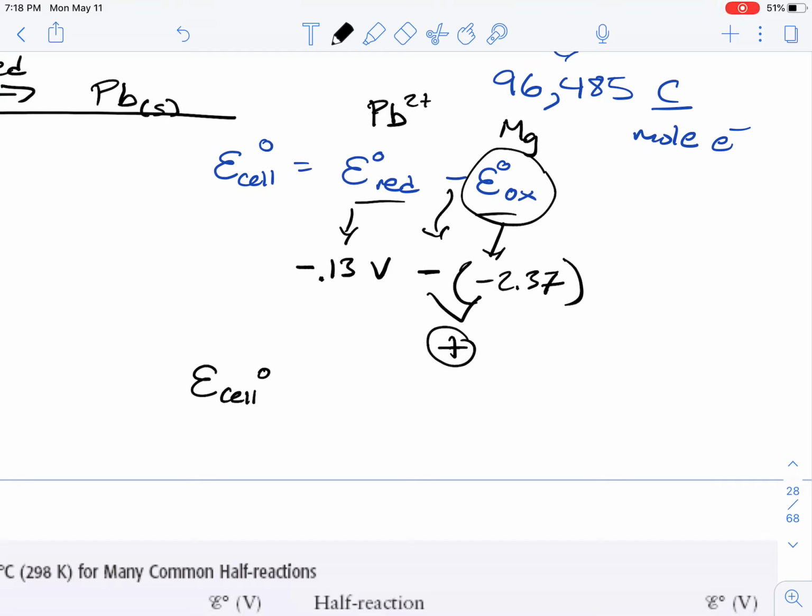So what I'm doing is I'm adding both of these together. So the standard cell potential is just going to be 2.37 minus 0.13, and I say minus 0.13 because this guy is negative. And so overall, I get positive 2.24 volts, or 2.24 joules per coulomb.